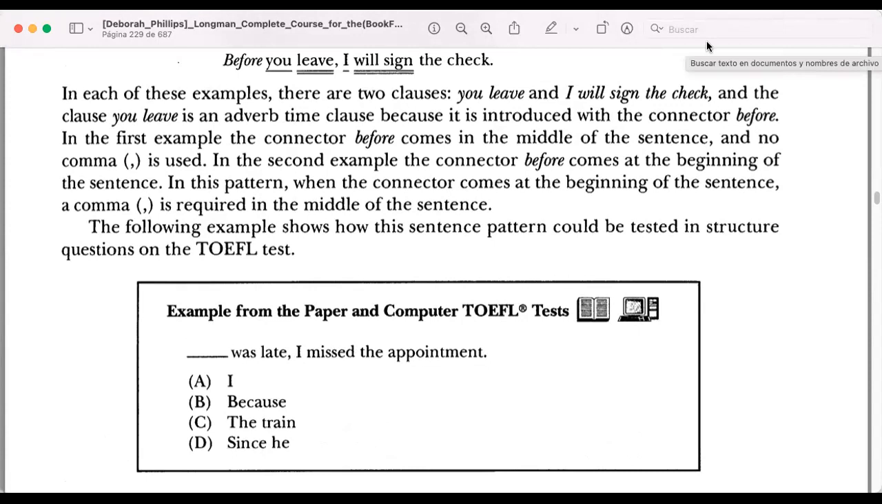Letter A, I, B, because, C, the train, D, since he. What will be the best option for you, Vale, in this case? Maybe letter A. A, I was late, I missed the appointment. Okay, let's see.